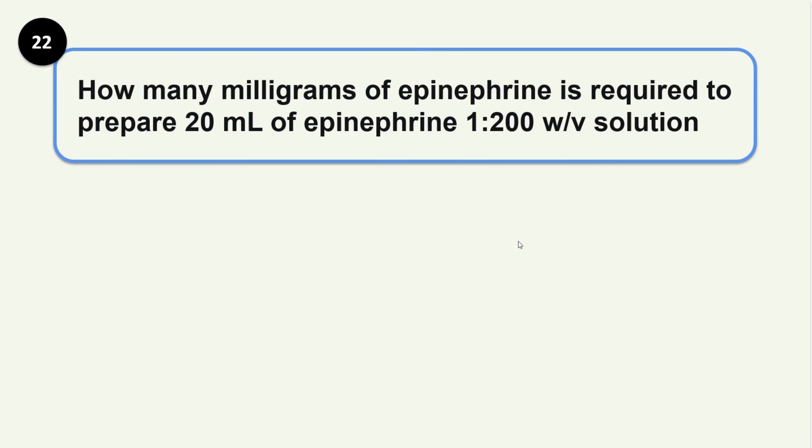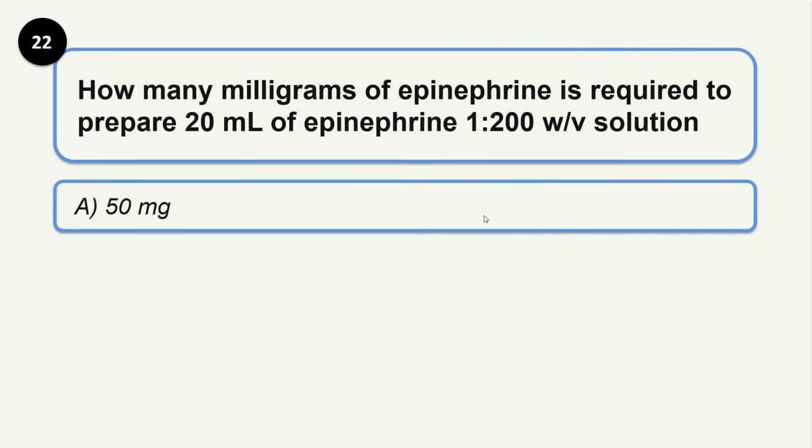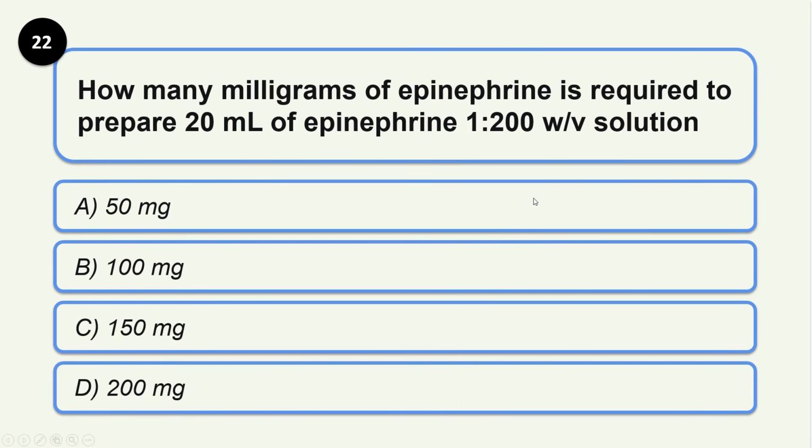Next, how many milligrams of epinephrine are required to prepare 20 mL of epinephrine with concentration 1 to 200 weight by volume solution? A. 50 milligrams, B. 100 milligrams, C. 150 milligrams, and D. 200 milligrams. The correct answer is 100 milligrams.